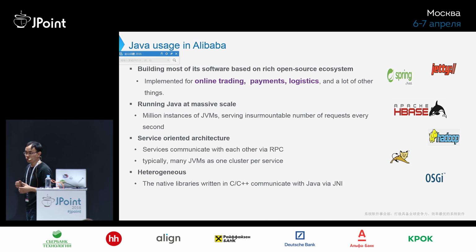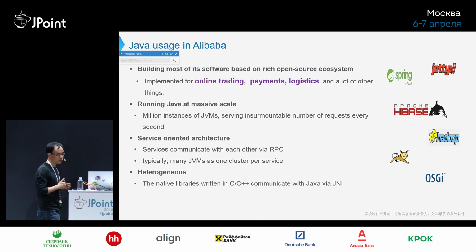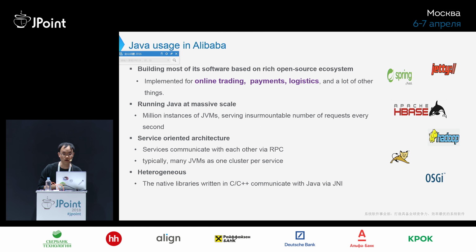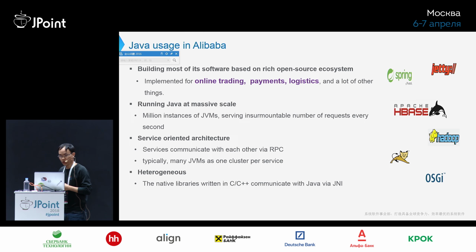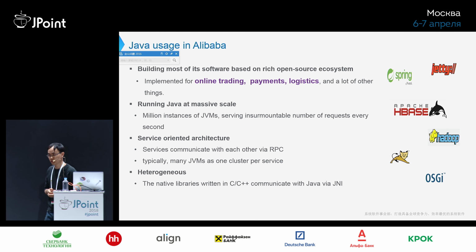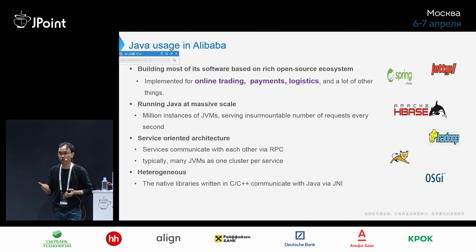Okay, this is an overview of how Java has been used in Alibaba. The first thing is we customize our software based on very rich open source applications, listed on the right hand. You can see we use HBase and Hadoop for our big data. We also use Tomcat and OSGi for our container.